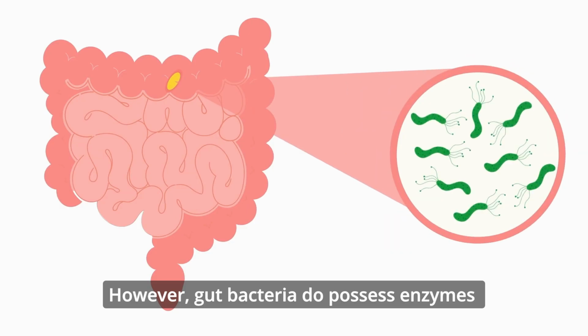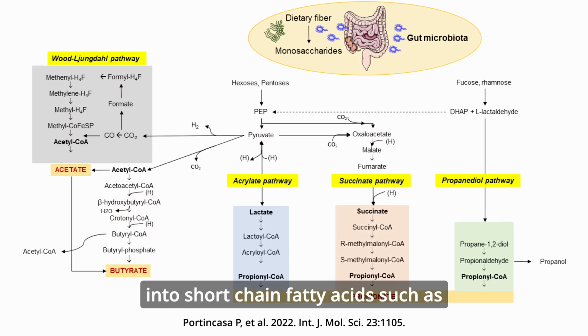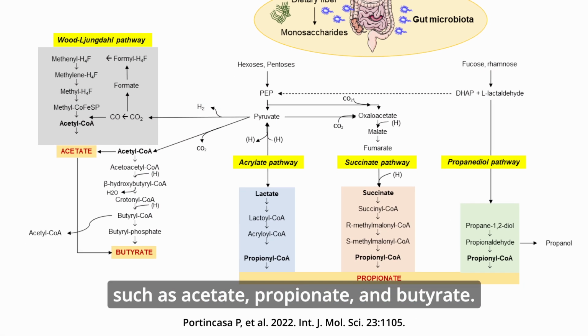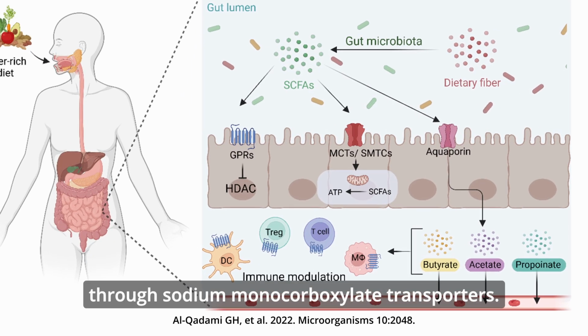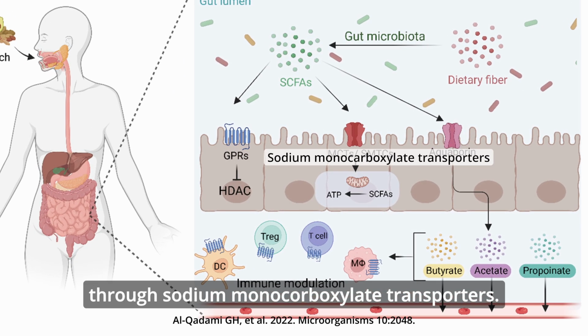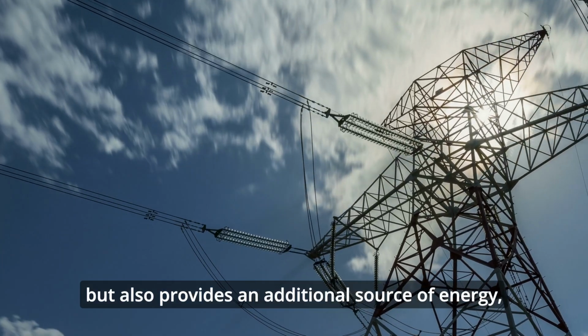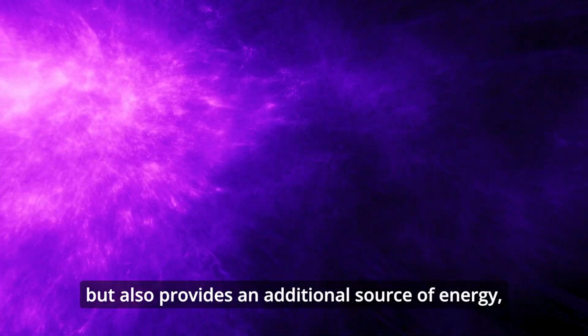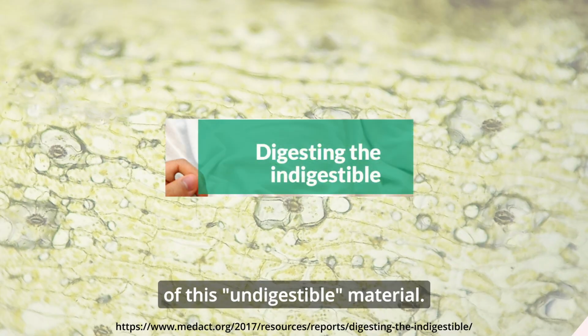However, gut bacteria do possess enzymes capable of breaking down complex polysaccharides into short-chain fatty acids, such as acetate, propionate, and butyrate. Colonocytes import these fatty acids through sodium monocarboxylate transporters. This not only helps the colon absorb water more efficiently, but also provides an additional source of energy, allowing us to metabolize up to about 10% of this undigestible material.